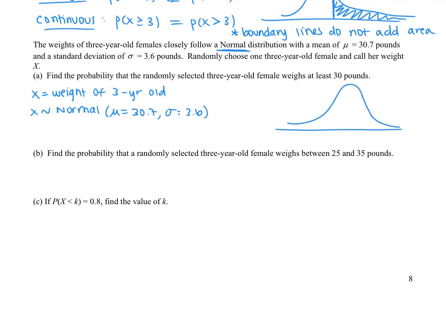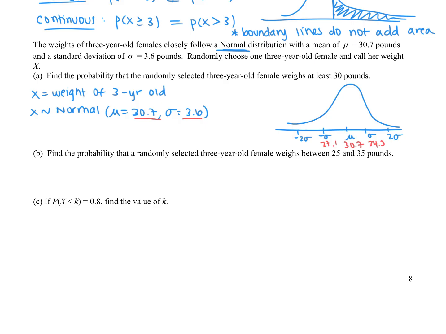So for the graph, we always put mean, standard deviation, 2 standard deviations, -1, -2. And then below that, I required you to put the numbers from the problem. So this is 30.7. The next one is 34.3, I think. And then 27.1. And then you have to shade and label what you're looking for.